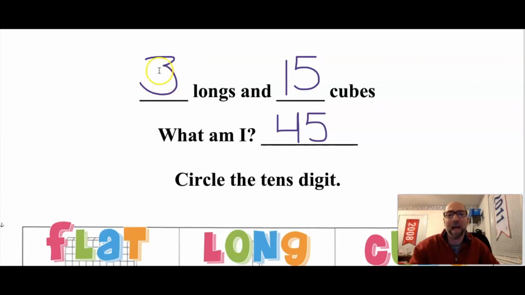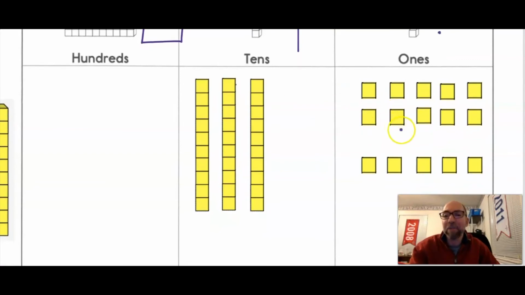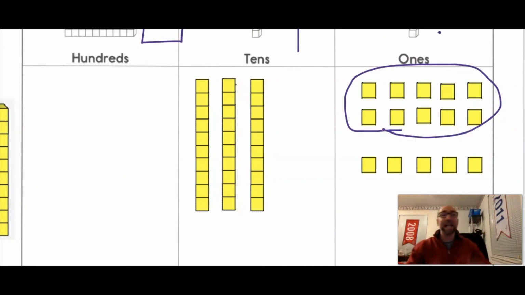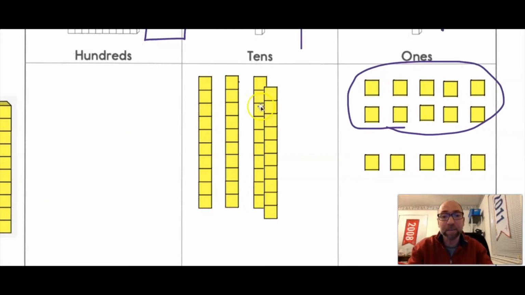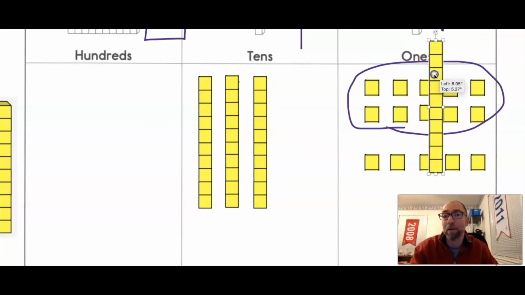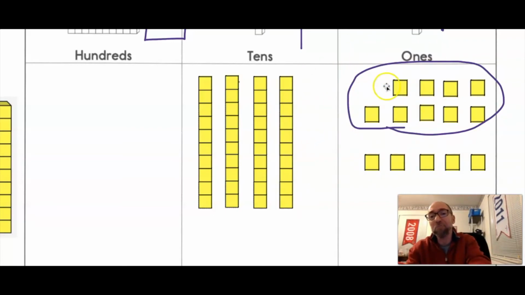Wow, it looks a lot different than 3 longs and 15 cubes. I have the number 4 and the number 5. There's a reason why. Take a look at my cubes. I have a group of 10 cubes. And that means I can make a trade. I can take those 10 cubes and trade them for another long. So I'm going to put in my long and I'm going to get rid of those 10 cubes.